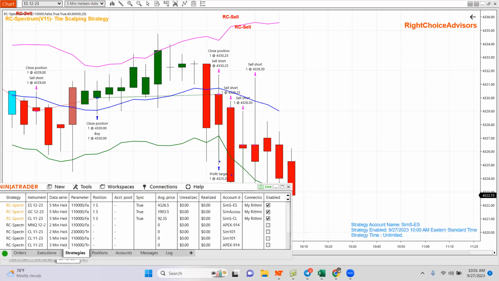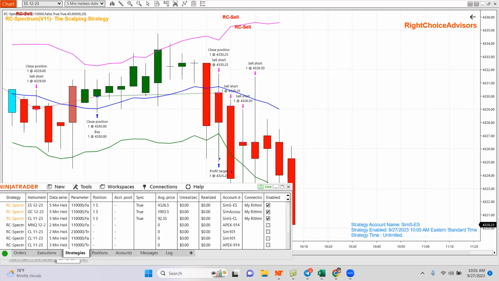So there are different algos. Some algos are good for scalping, some are good for swing trading. Because we want to make some daily gains within the next 1 hour, we are using a scalping algo called Spectrum. Spectrum and Prism, these two are the main scalping or day trading algos.